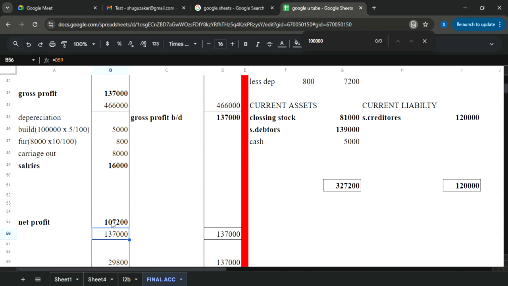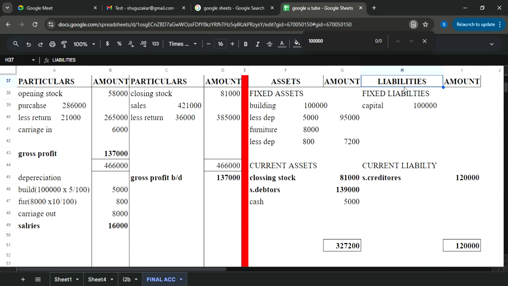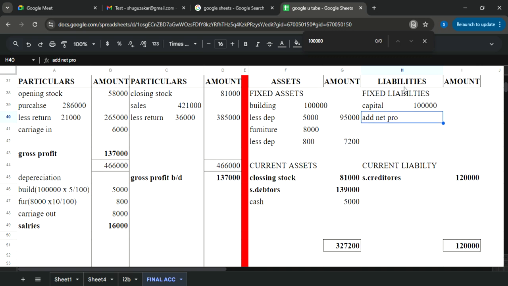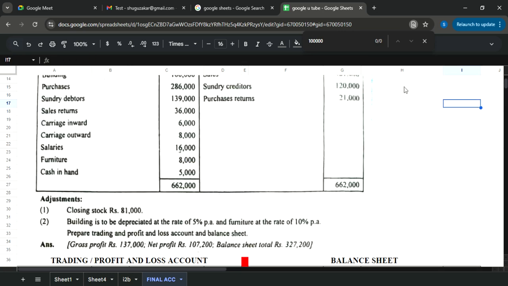This net profit is supposed to be brought down, but as you know, we will bring it to the next page. After capital, you will write net profit, and your net profit which you have calculated was 107,200. So here 107,200 is your net profit.